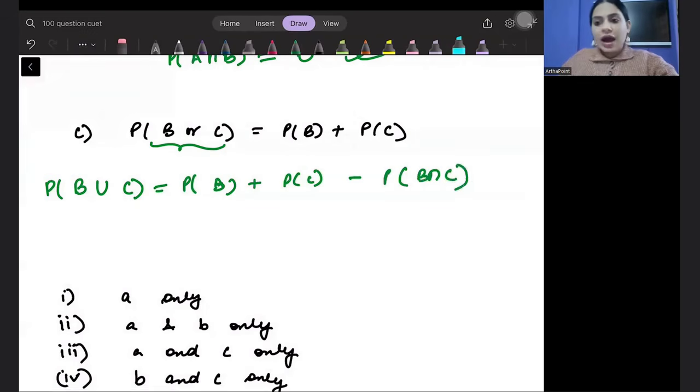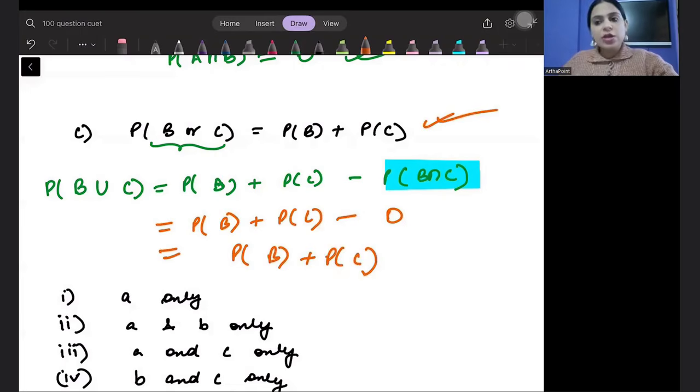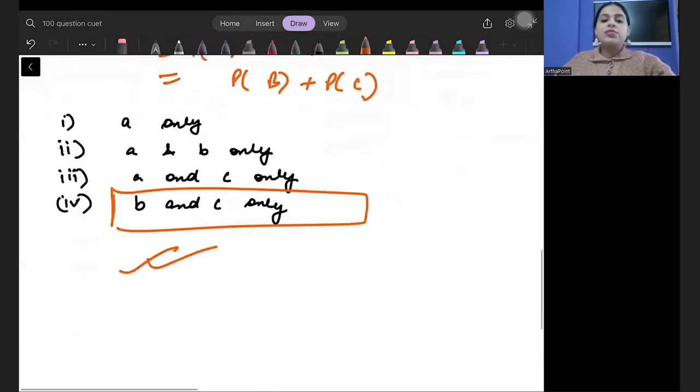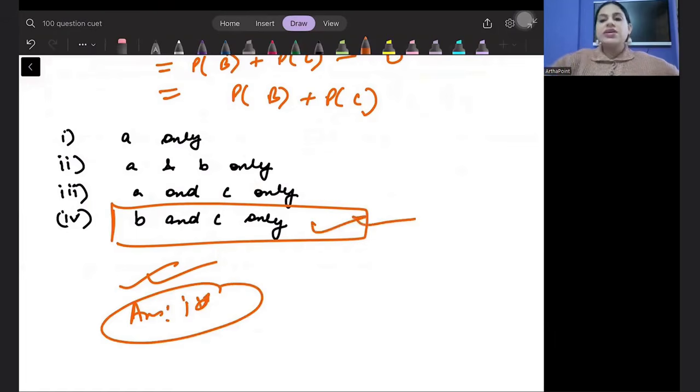But they are mutually exclusive. They don't have anything in common. So B intersection C will be 0. So beta, can I write this as B plus C minus 0? So this will be B plus C. This is exactly what is given. This is correct. So the statements B and C are actually correct. Both the statements are true. So the answer to this should be the fourth one. This is the correct answer. Okay beta, okay, thank you.